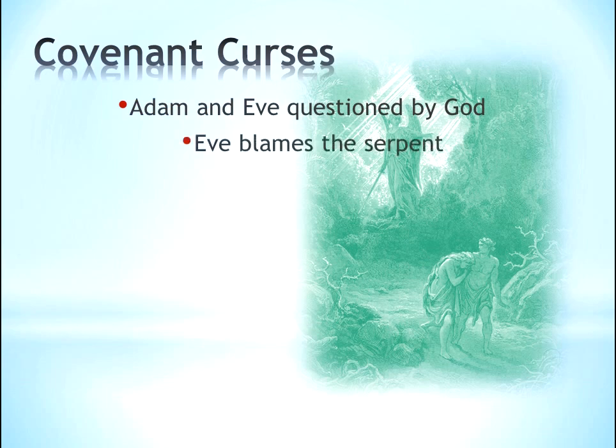And her reply should have been, "You know what? I ate of the fruit. I apologize. I'm sorry." No, she says, "The serpent tricked me." Well, we know that's not true because it says that Eve saw that the fruit was good for food and desired to make her wise.